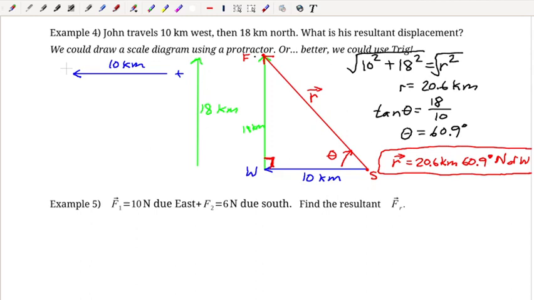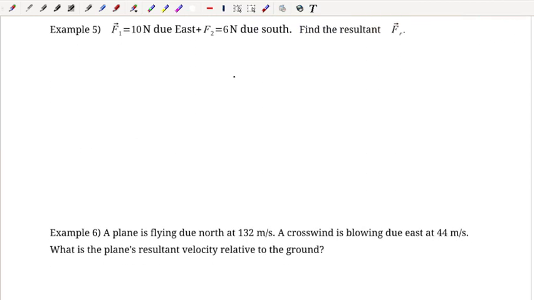So this was displacement vectors. The next one we're going to look at is forces. If it's velocity, it all works the same way. Anything that's a vector, we're going to add the same way. So let's take a look at example number 5.